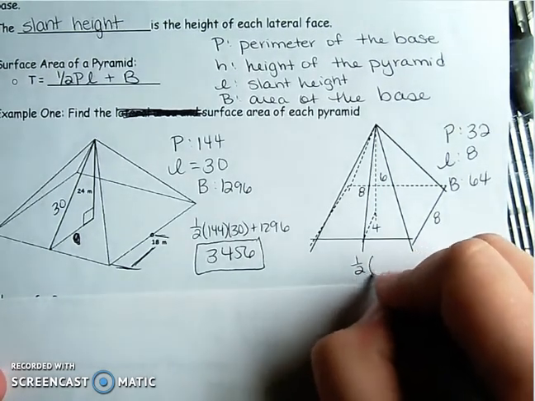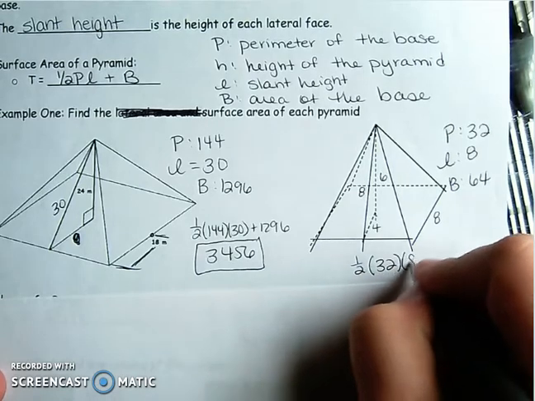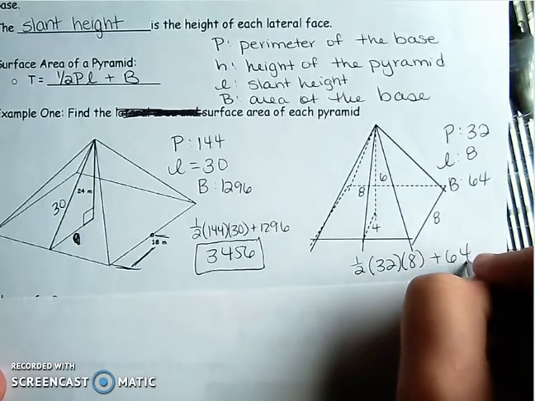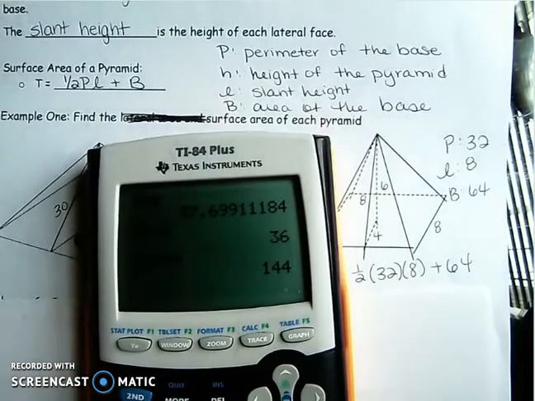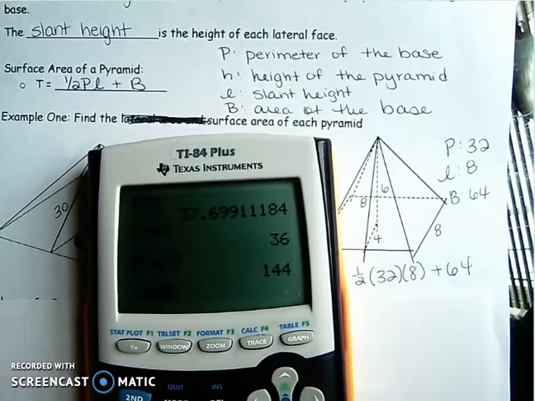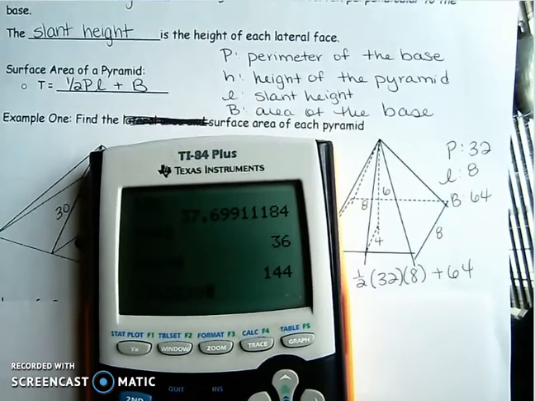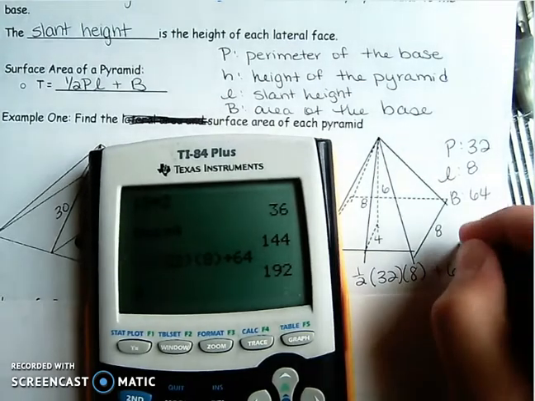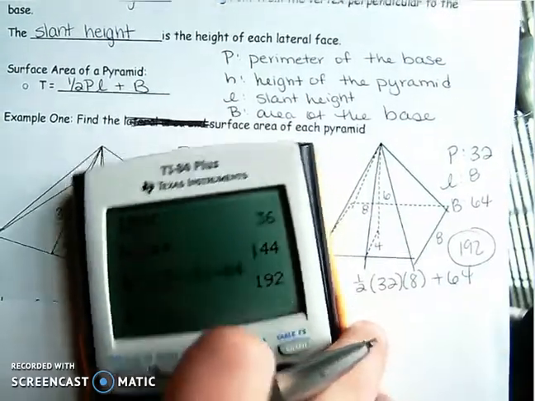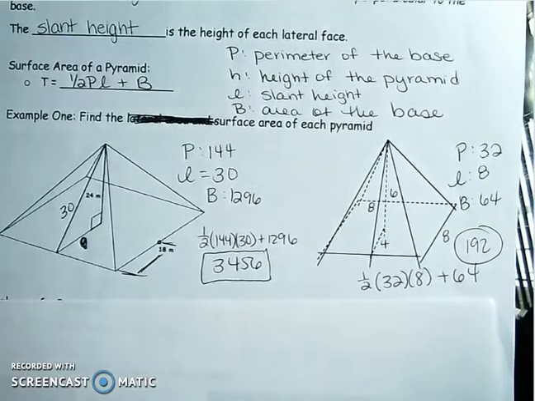Then 1/2 PL plus B will tell us our surface area. So 0.5 of 32, 8, and 64 gives us 192. So 192 here is our surface area.